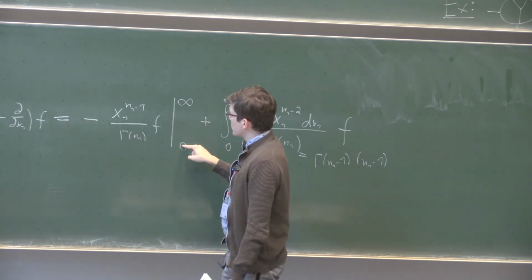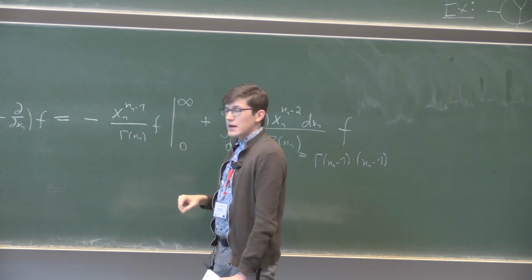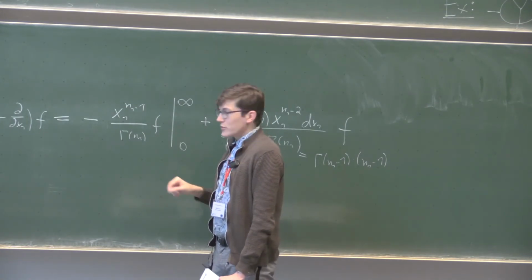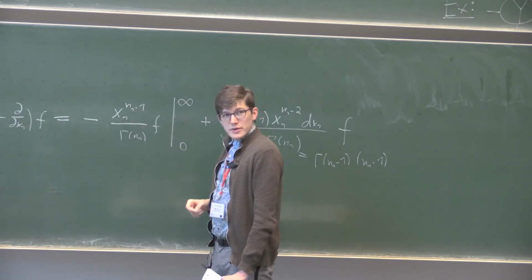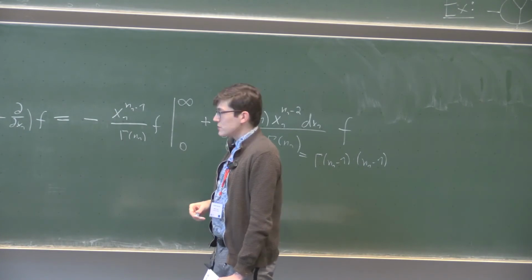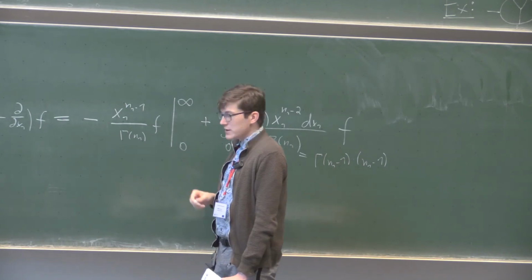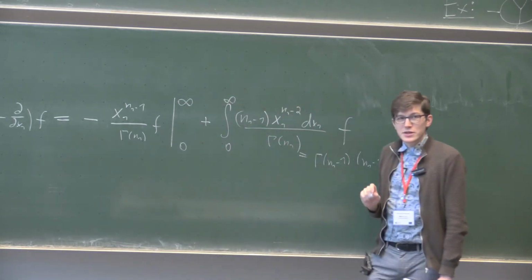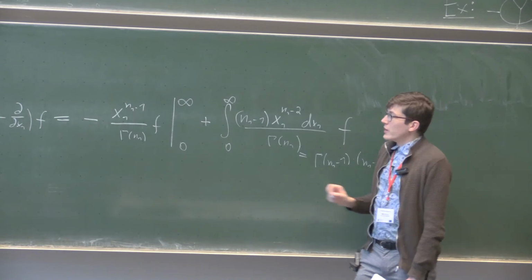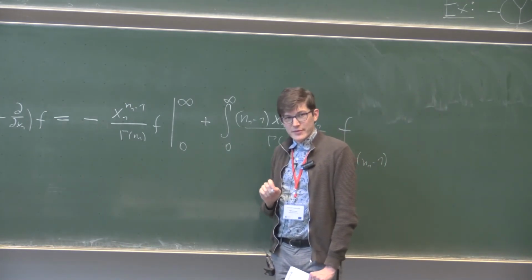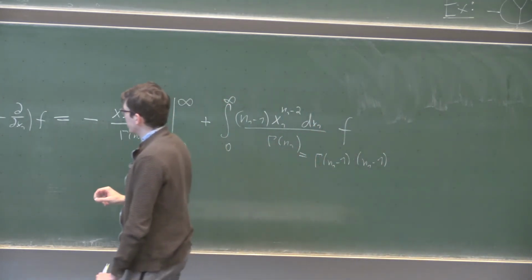Now what happens when it goes to 0? Well, as long as n1 is bigger than 1, x1 at 0 will make this term vanish, unless f maybe has an explicit x1, which might cause problems. But the point is that there exists some region in the n space where this boundary term is 0. So this is the whole magic.